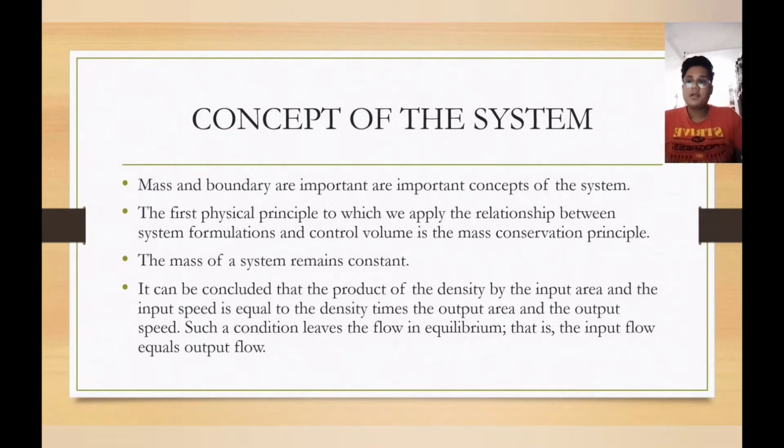The first physical principle to which we apply the relationship between system formulations and control volume is the mass conservation principle. Because fluid एक जगह से दूसरी जगह जाता है without any loss, if we consider an ideal case, तो हमारा mass always conserved रहता है। जो mass होता है system का वो हमेशा constant रहेगा। It can be concluded that the product of density by the input area and the input speed is equal to the density times the output area and output speed.